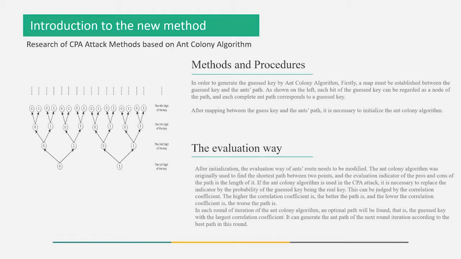If the algorithm is used in the CPA attack, it is necessary to replace the indicator with the probability of the guessed key being the real key. This can be judged by the correlation coefficient. The higher it is, the better the path is, and the lower it is, the worse the path is. In each round of iteration, an optimal path will be found, that is, the guessed key with the largest correlation coefficient. It can generate the ant paths of the next round of iteration according to the best path in this round.